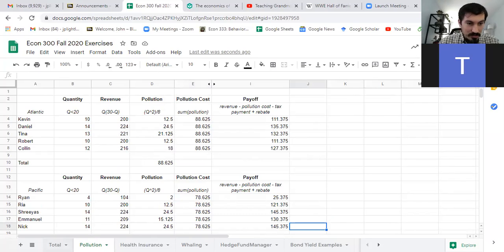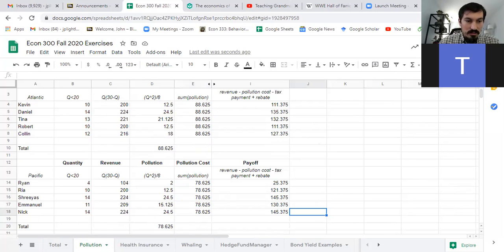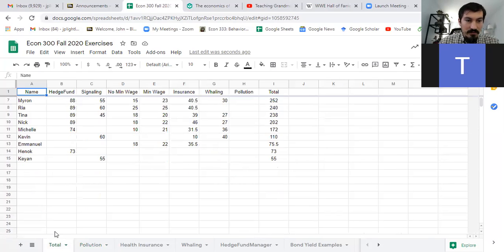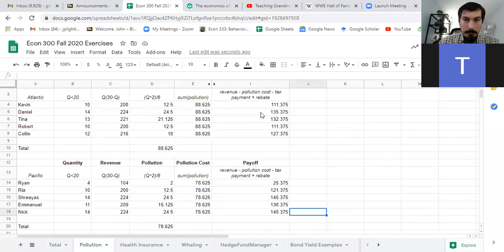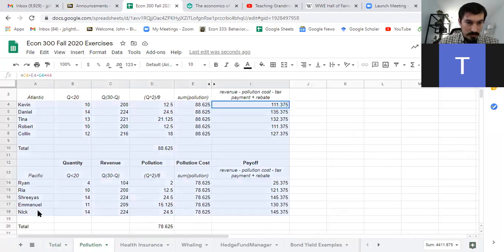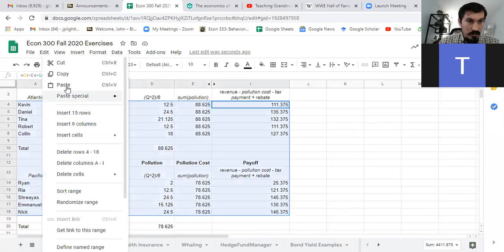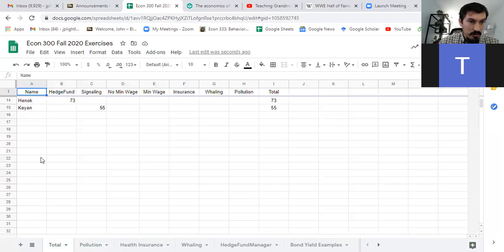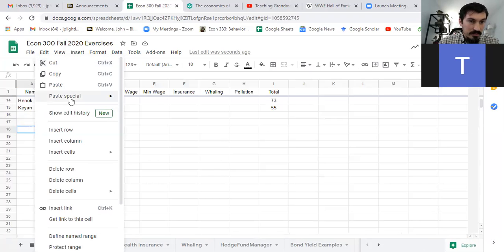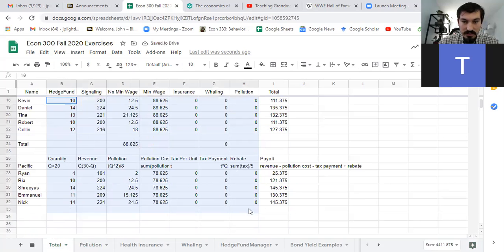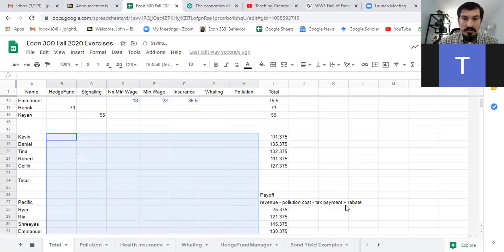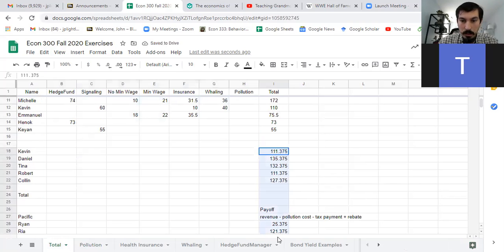I want somewhere to store these results. Maybe I'll put it on the total page for now, and then I'll get it later. Here you go. Sorry, copy, total, paste special values only. Okay, I don't need all these values. I just need to save your payoffs. Okay, so that was your payoffs for round one.